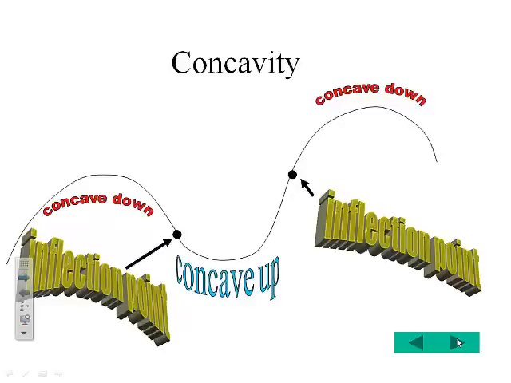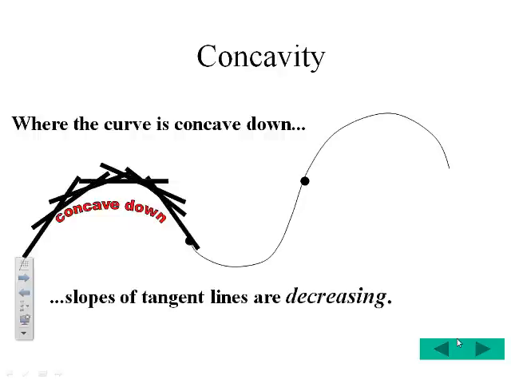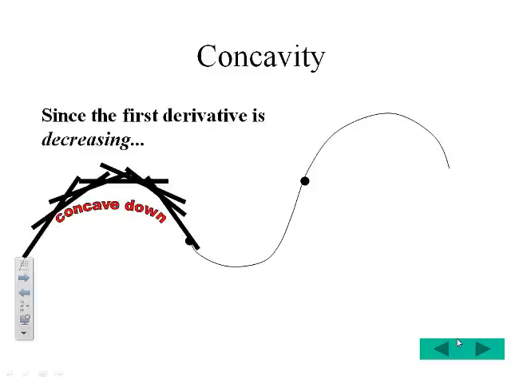From here, we can take a closer look at this. Where the curve is concave down, look at what's happening to the tangent lines. The slopes started off very strong positive, very steep positive, and then they gradually got shallower and then they went negative. So the slopes of the tangent lines are decreasing. Since they're decreasing, that means the second derivative must be negative. So wherever a function is concave down, we have the second derivative being negative.